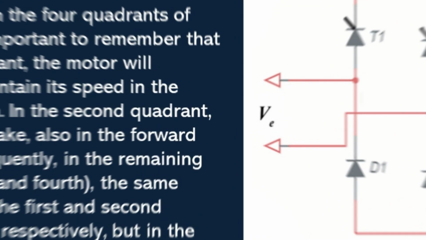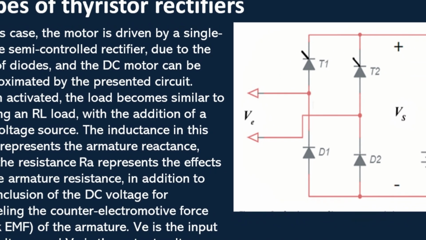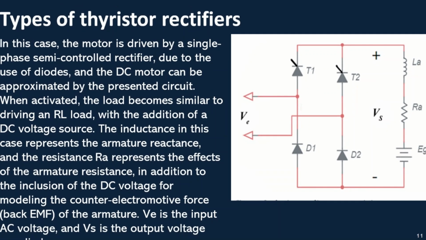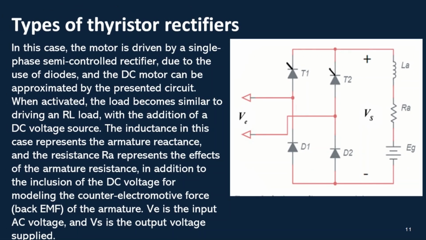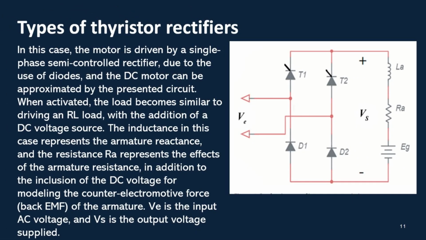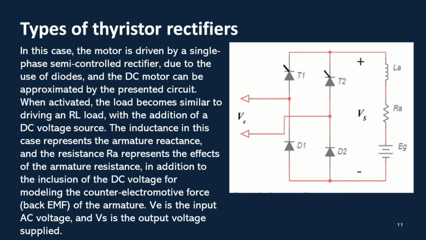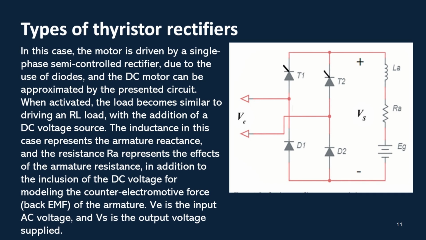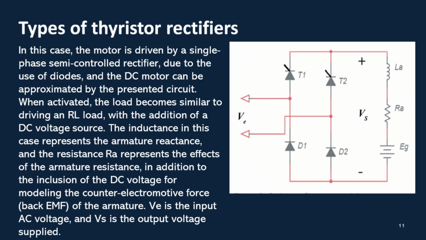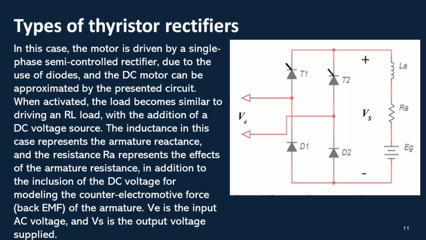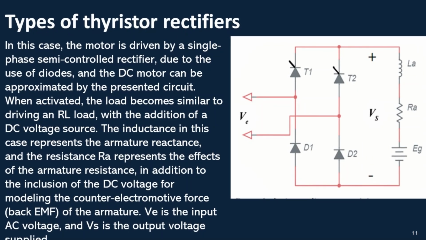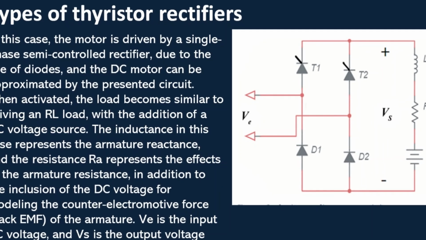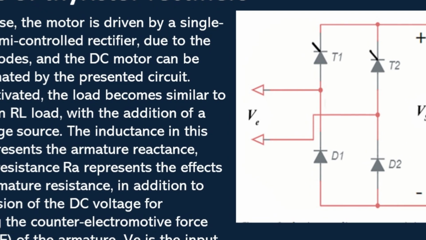in the reverse direction. In this scenario, the motor is powered by a single-phase semi-controlled rectifier using diodes, and the DC motor can be approximated by the presented circuit. When operational, the load behaves similarly to driving an RL load, supplemented by a DC voltage source. The inductance in this setup represents the armature reactance, and the resistance RA accounts for the armature resistance effects, along with incorporating the DC voltage to model the counter-electromotive force, back EMF, of the armature. VE denotes the input AC voltage, and VS is the supplied output voltage.